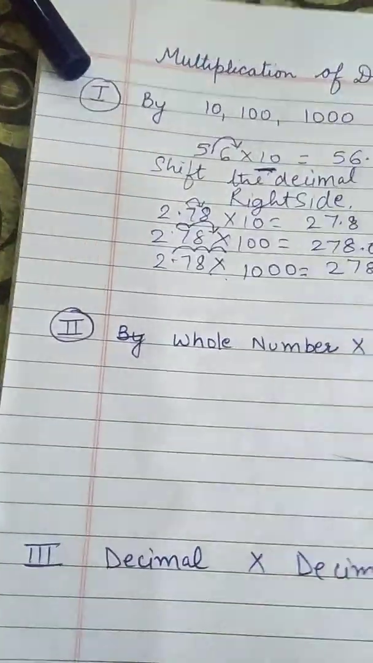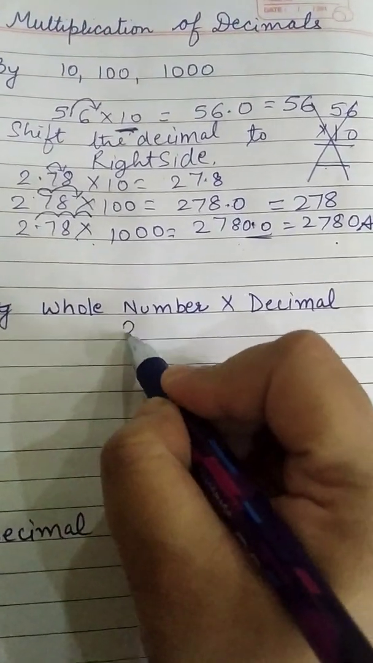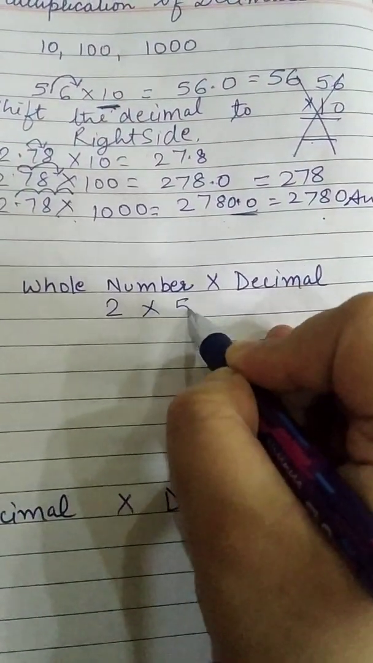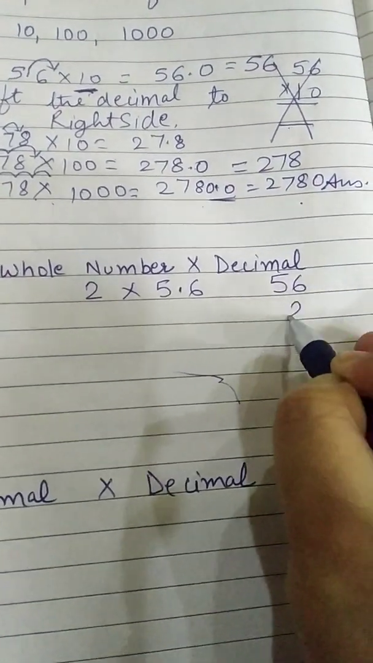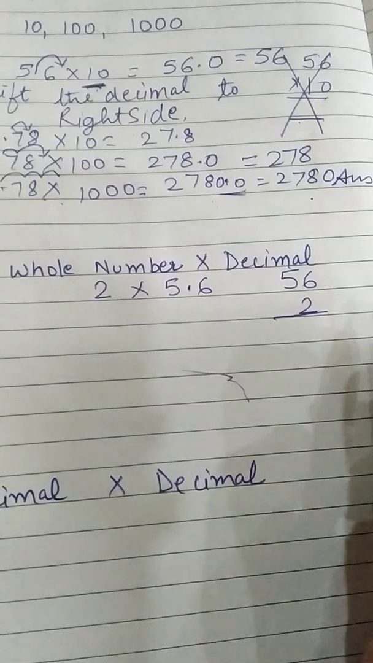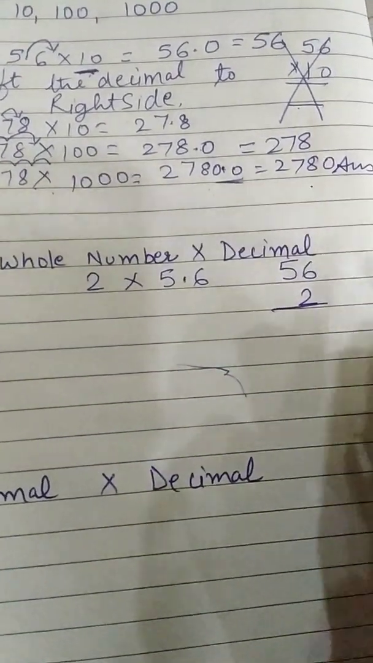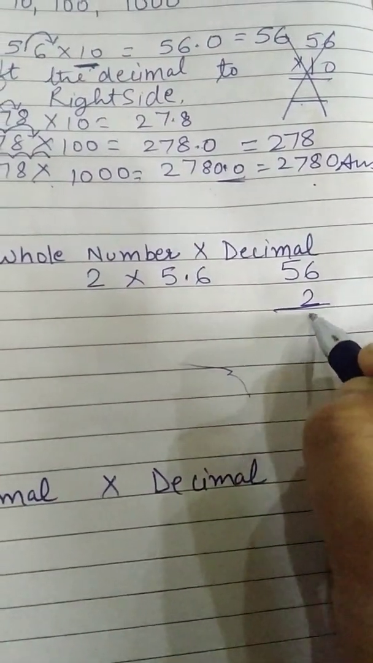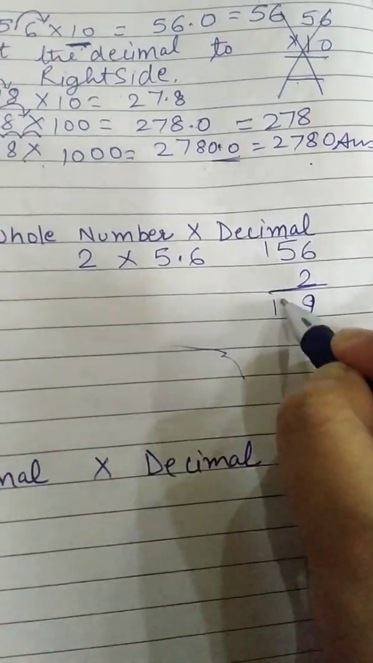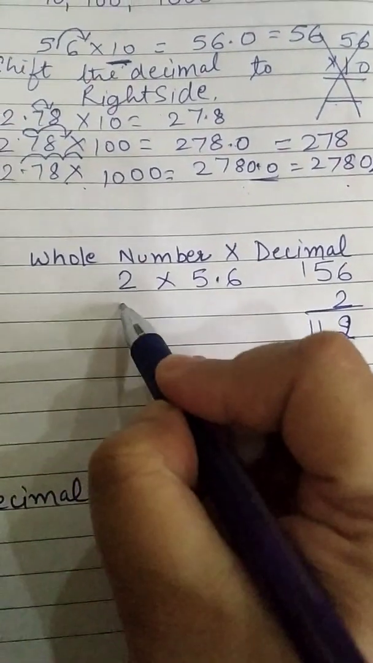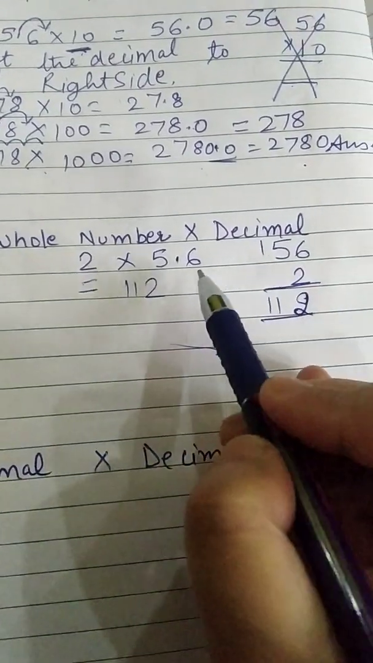Okay. Now next we come to whole number and decimal. Suppose I take 2 here and decimal I take 5.6 here. Now what I'll do? I'll first multiply without decimal. I'll not take the decimal in the column. I'll take 56 multiplied by 2. 2 6s are 12, 1 carry. 2 5s are 10, 10 plus 1, 11. The answer is 112.